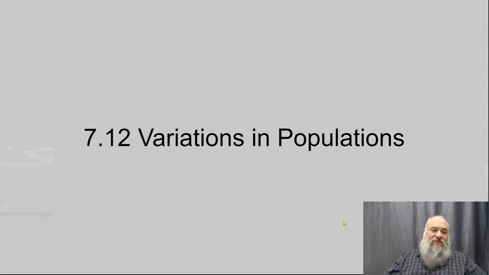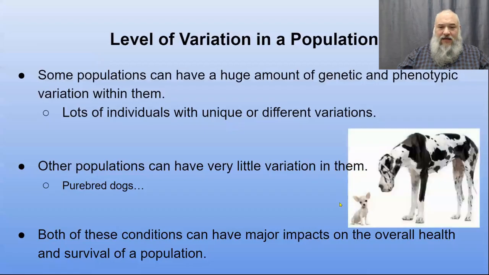All right, last part on this section of notes, guys, the 712, variations in populations. The level of variation in a population can be quite different. Some populations can have a huge amount of genetic and phenotypic variation within them, right? So you have lots of individuals with unique or different variations. On the other hand, like in purebred dogs, other populations have very little variation in them, okay? Like in these Great Danes or these little Chihuahuas.